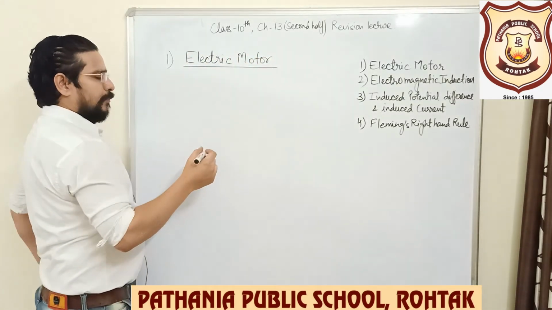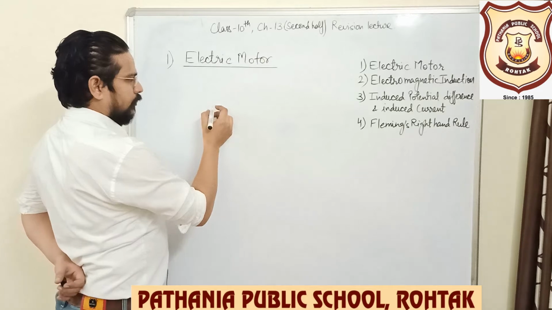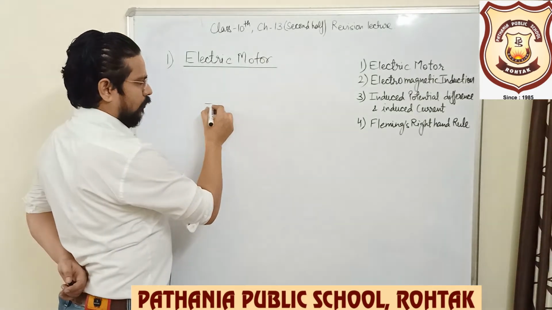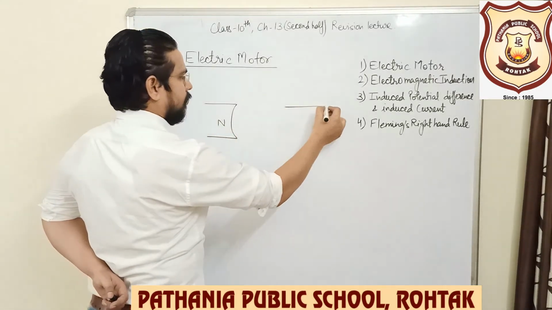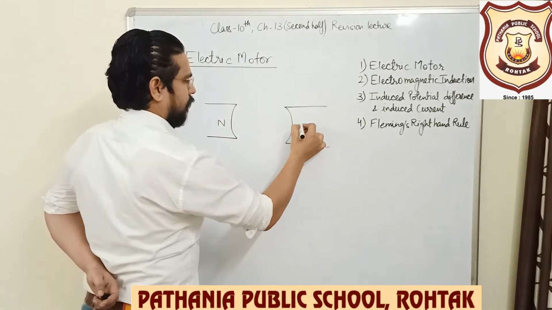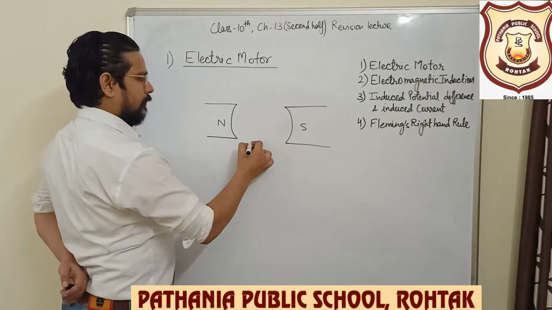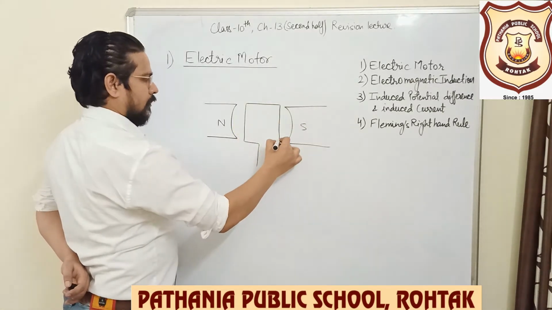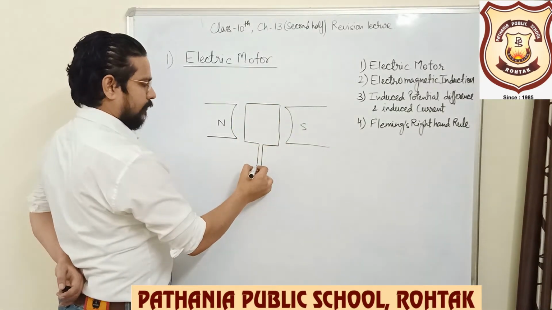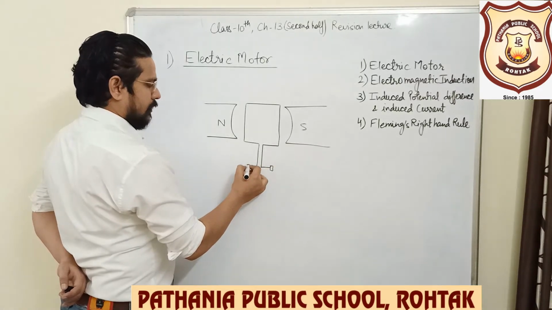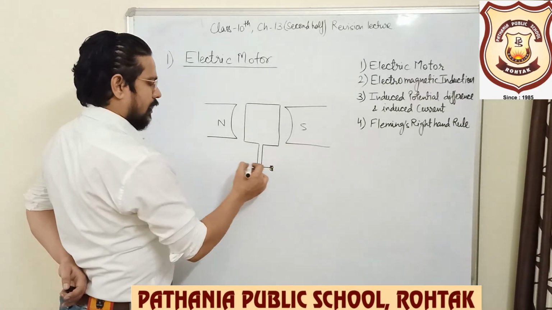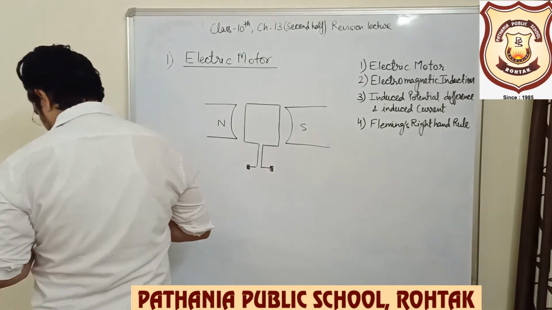An electric motor is composed of three main things. One, permanent magnets. Second, the armature coil. And third, the carbon brushes and slip rings.